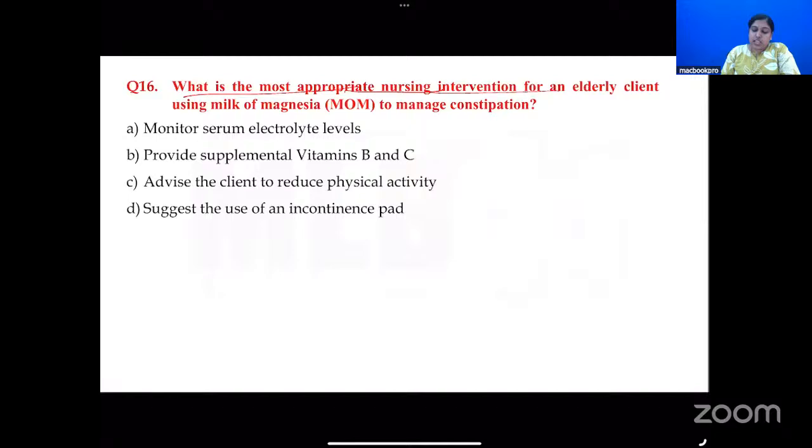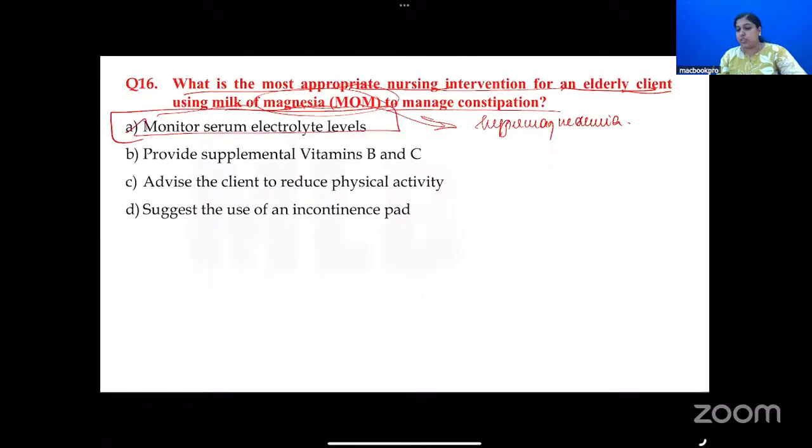What is the most appropriate nursing intervention for an elderly client using milk of magnesia to manage constipation? So what will be the monitoring preference? Yes, very good. Now tell me the answer for the 16th question. As milk of magnesia has an electrolyte name itself, this drug has an increased risk of causing hypermagnesemia. So definitely monitoring serum electrolytes, specifically magnesium, will be the primary thing. The other options are providing supplemental vitamin B and C, advising the client to reduce physical activity, suggesting the use of an incontinence pad. No. Remember, it causes hypermagnesemia, so you have to monitor the electrolyte level.